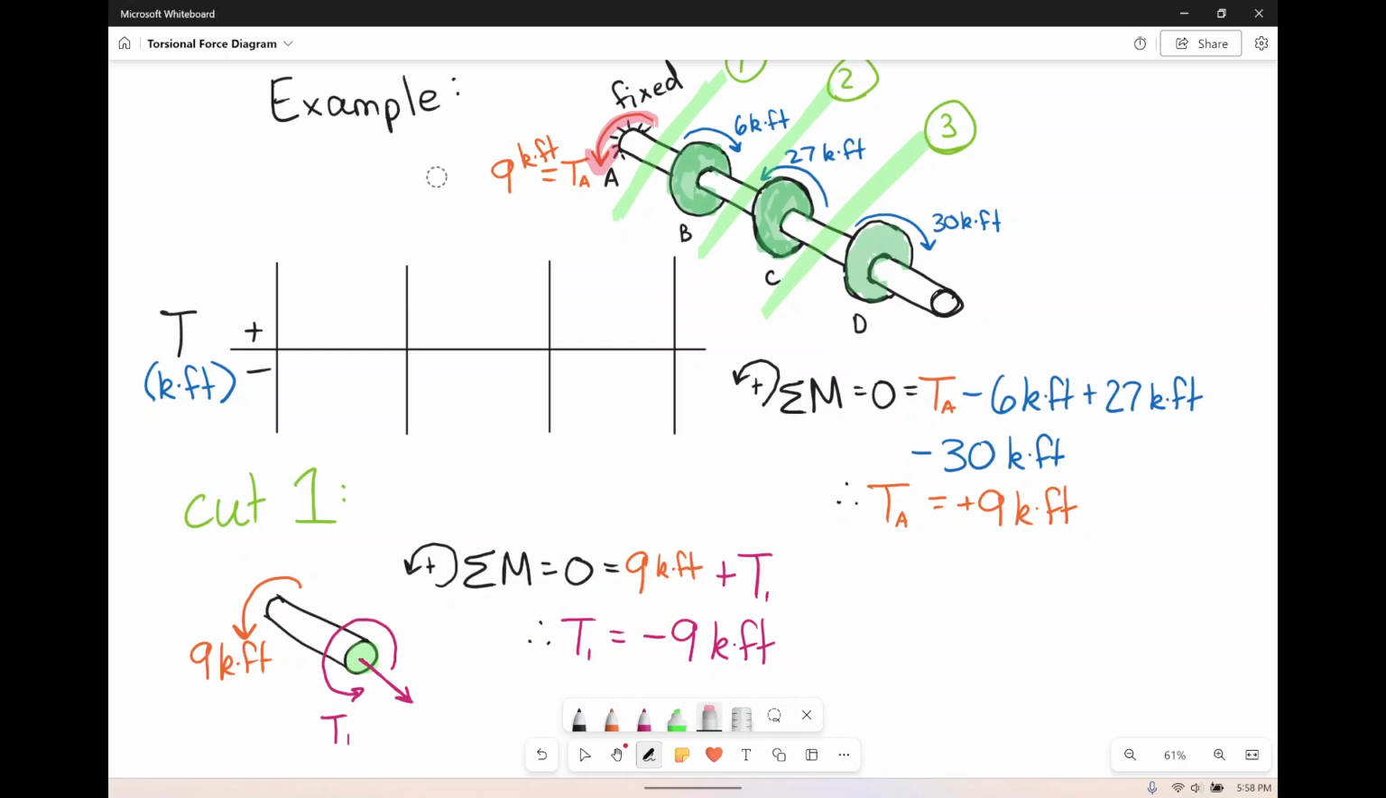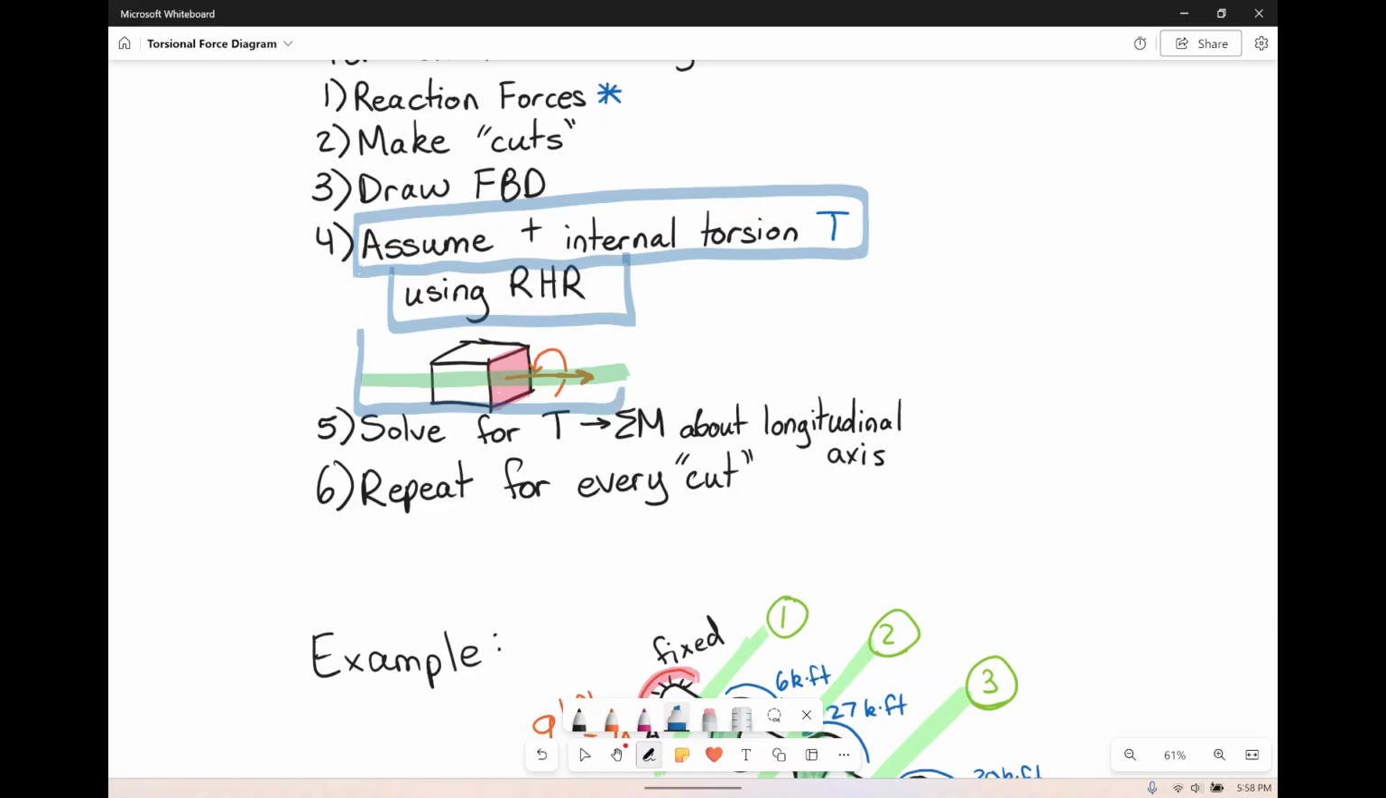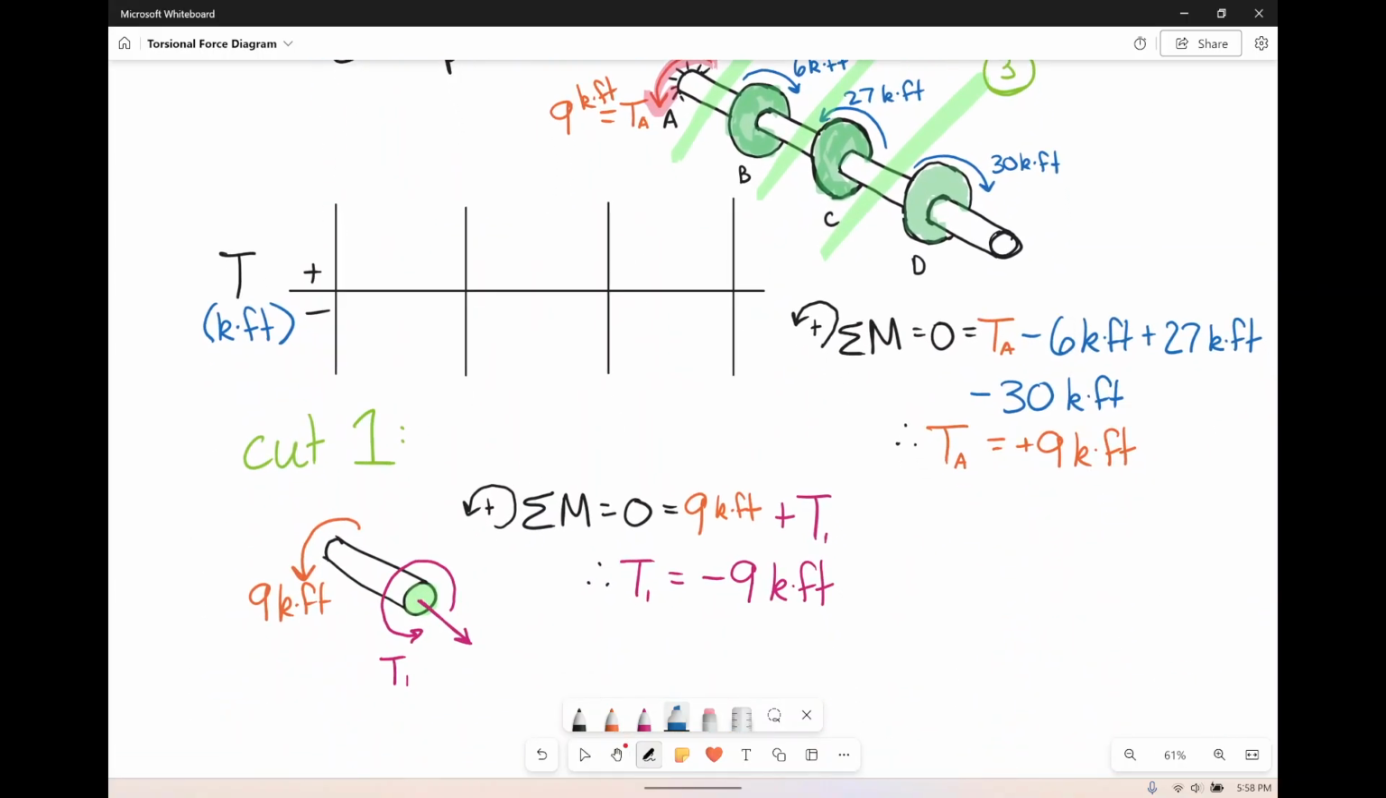So long story short, as long as you are following this very big and important step of assuming the positive internal torsion, which was found with the right hand rule, then if you follow this step number 4, this homie is very important. When you get a negative number here, that directly corresponds to over here. So we get, boom, -9. It's that simple.